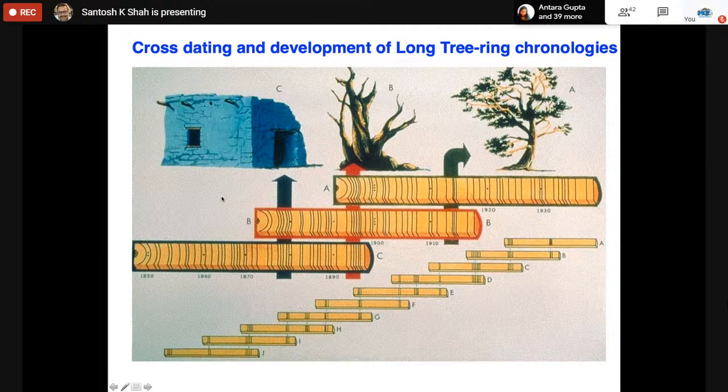This sample is from a log used in building a house. So we can extend this record also. After matching the pattern of these three, we can extend our chronology, or the time period of this sample, and in the meantime we can date this sample also. Now we can say exactly which year this particular ring formed in. This ring was formed in 1850. We didn't know when it was cut. We can say that it's 1898 or 1900. This log was procured from the tree to build a house. So this is the principle of chronology.